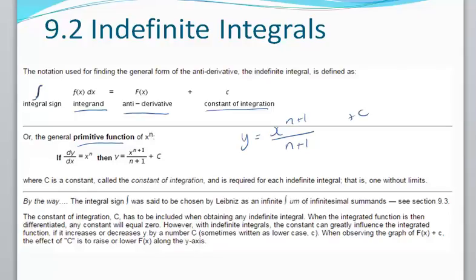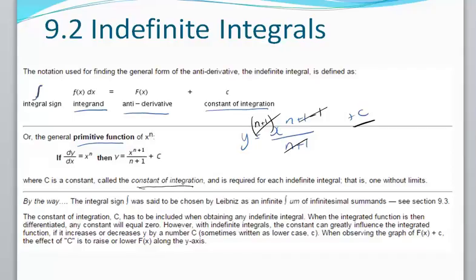if we wanted to differentiate that, we would subtract 1 from the power, and multiply at the front by n plus 1, our original part. When we take these into account, we end up with x to the power of n, and these cancel out, and we end up with our original function. And we keep our c as our constant. This is our constant of integration.